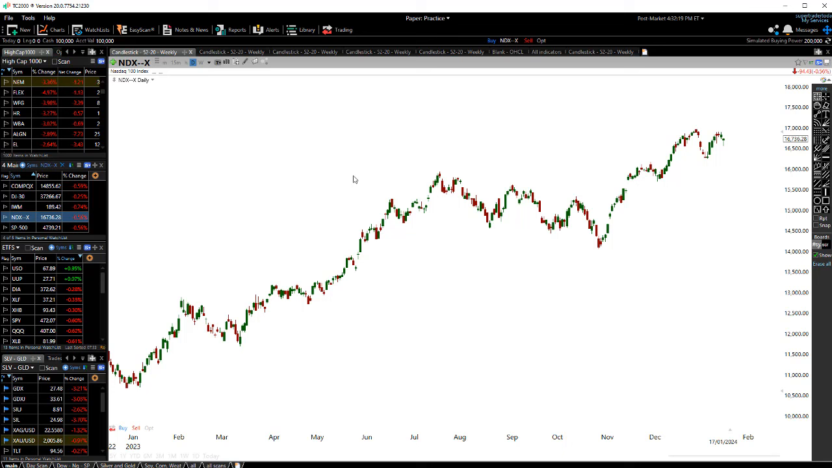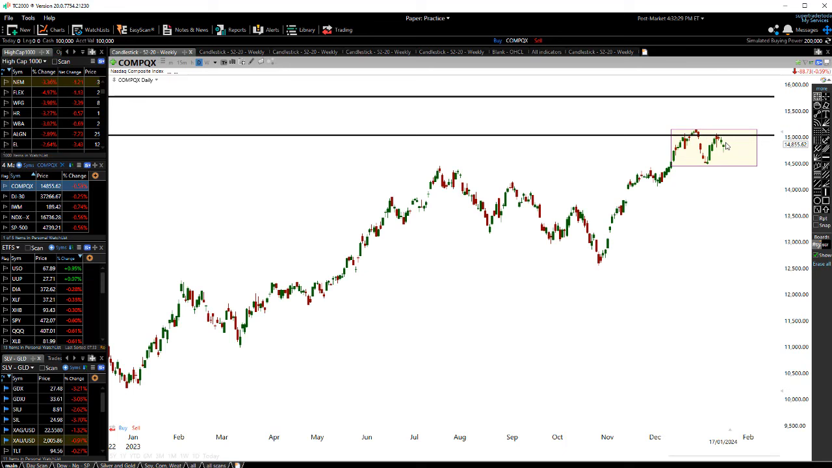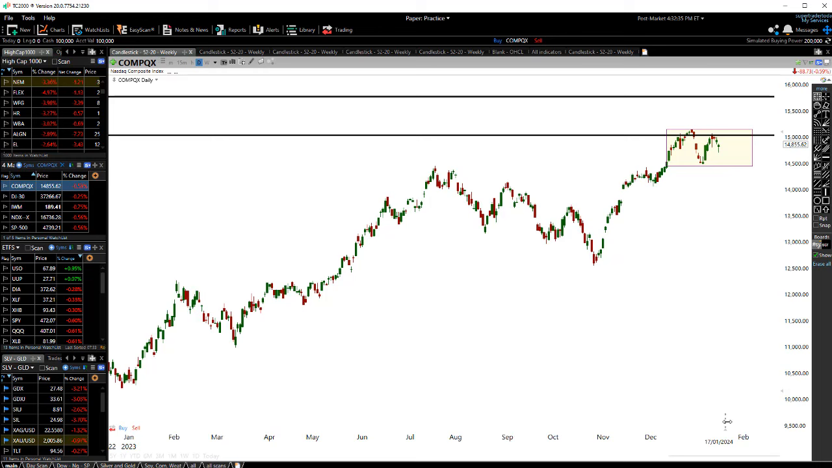On through to the Nasdaq, guys. If we look at the actual Nasdaq, let's go to the composite Nasdaq. We can see we're making a bit of a double top right now. This is the high, this is the lower high. We're now going through a refueling phase, right, traders?